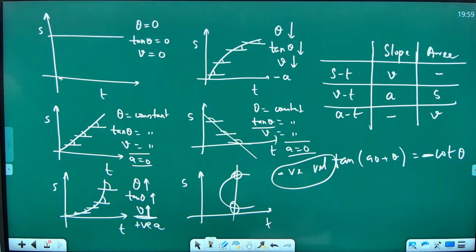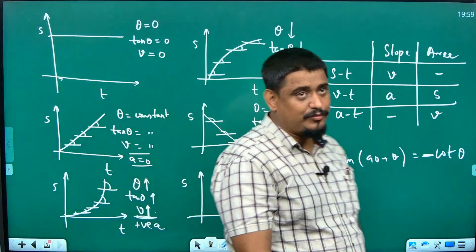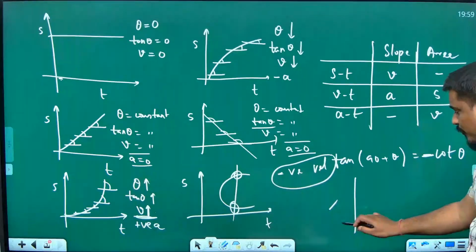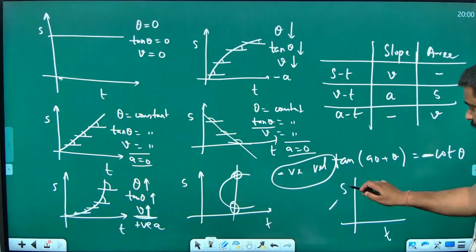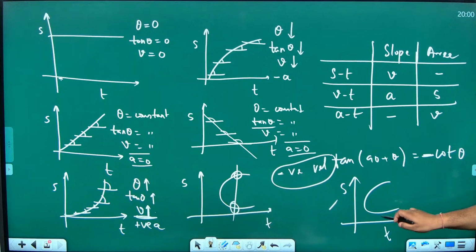Sir, if possible, can you explain the last graph again, sir? I don't understand it. Yes, why not? I'll explain to you. If you see the last graph, in this last graph of the s-t graph, that is displacement-time graph, if I draw any line for a particular time, there are two values of displacement, right, Indumati? I hope you are seeing. Is it possible for a particular body to have two different positions in a particular time?